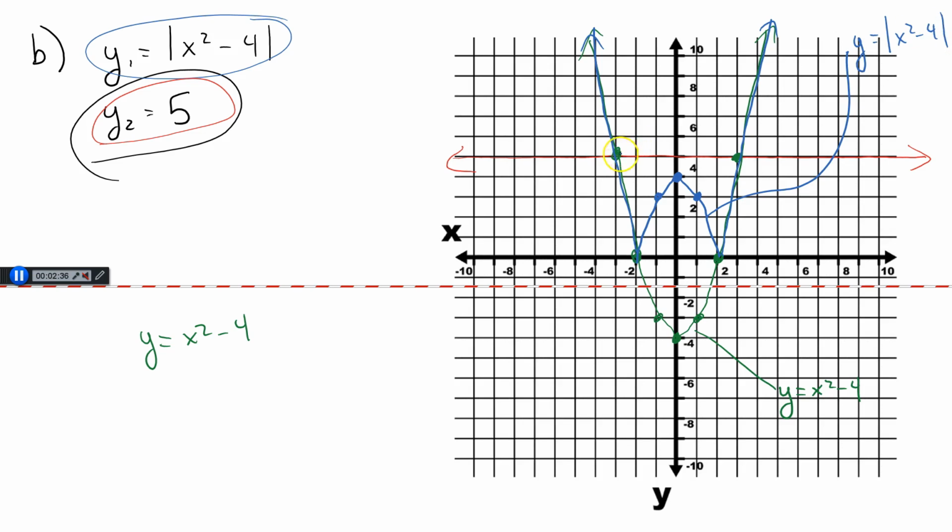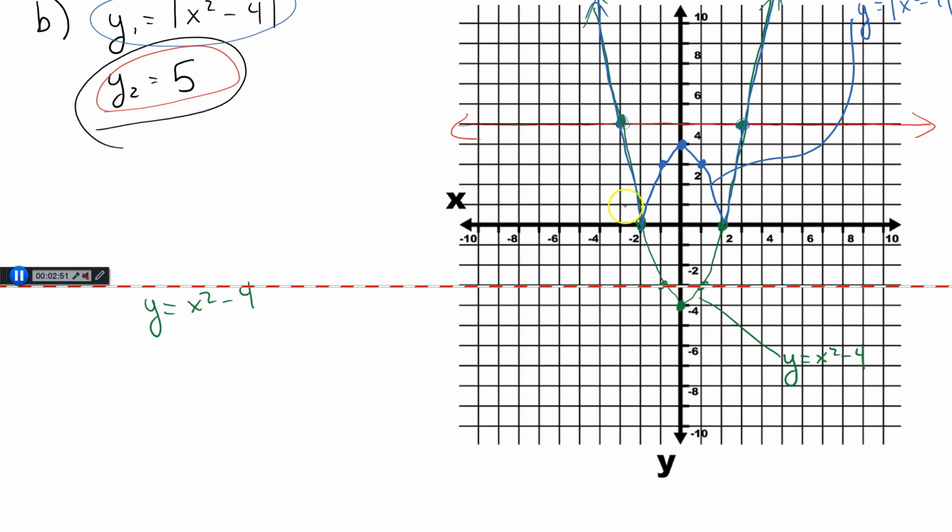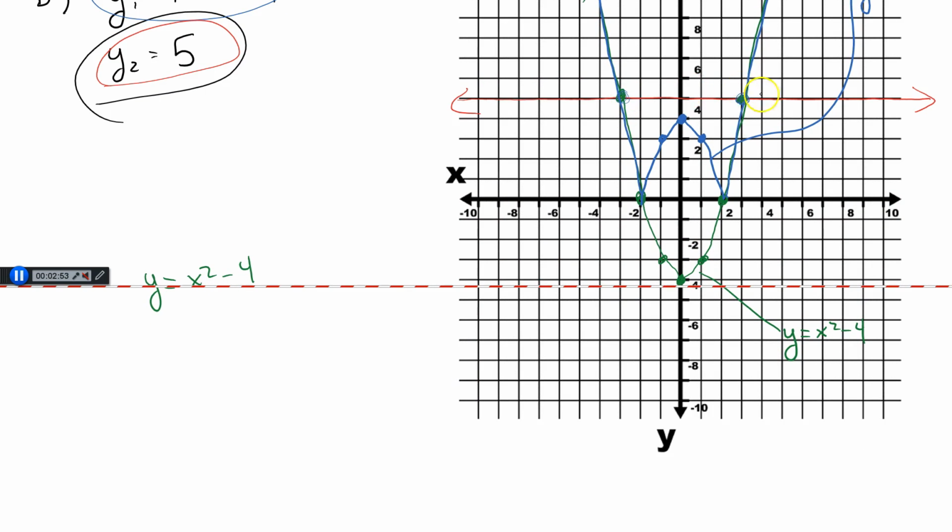So we're noticing the x values of where these two functions intersect. X is going to be negative 3 and x is going to be 3. So whenever we are solving for an equation, all we are doing is finding where the two graphs intersect. So I can say my final solution here is going to be x equals plus or minus 3.